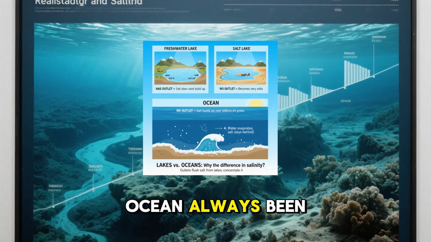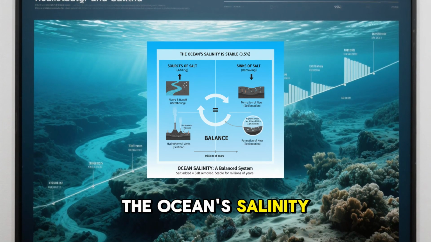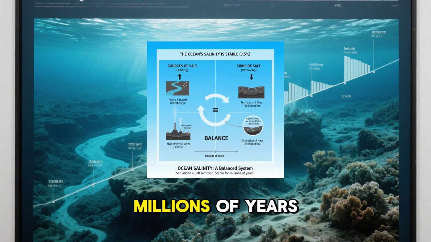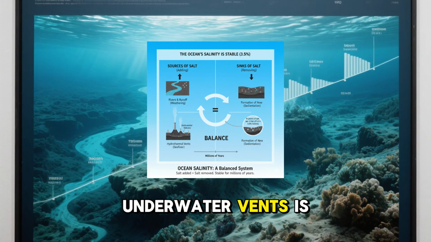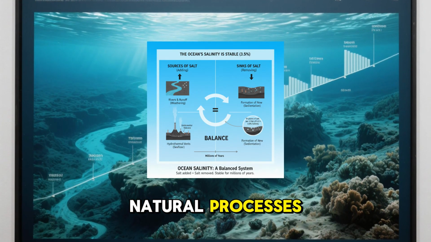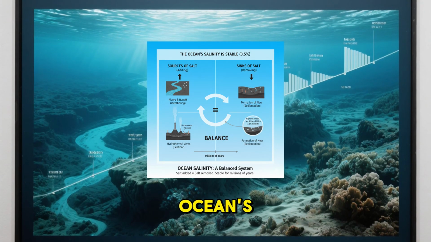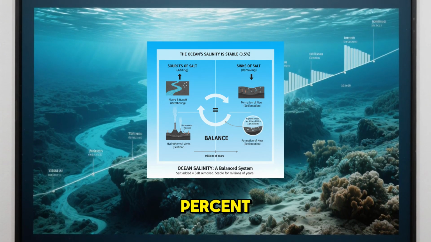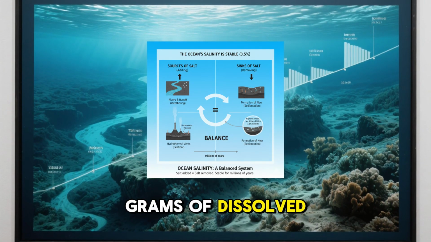So, has the ocean always been this salty? For the most part, yes. The ocean's salinity has been pretty stable for hundreds of millions of years. The amount of salt being added by rivers and underwater vents is roughly balanced by the amount of salt being removed through other natural processes, like forming new minerals on the seafloor. On average, the ocean's salinity is about 3.5%. That means in every liter of seawater, there are about 35 grams of dissolved salts.